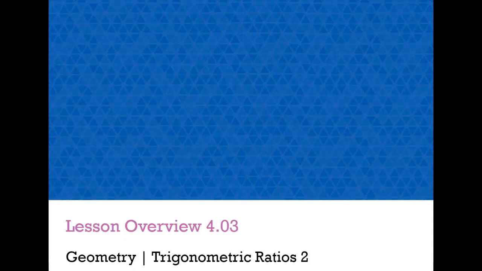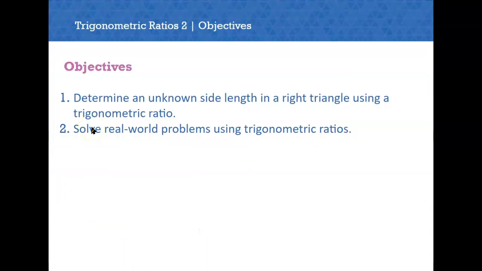Welcome to the lesson overview 4.03, part 2. In this lesson, we will determine the unknown side length in a right triangle using a trigonometric ratio. Then we will solve some real-world problems using trigonometric ratios.